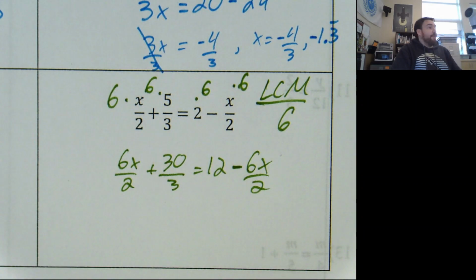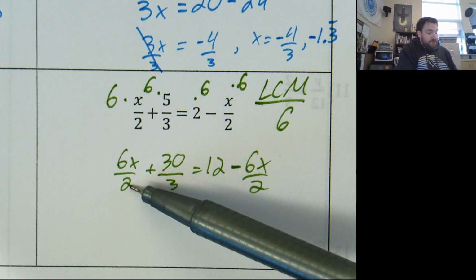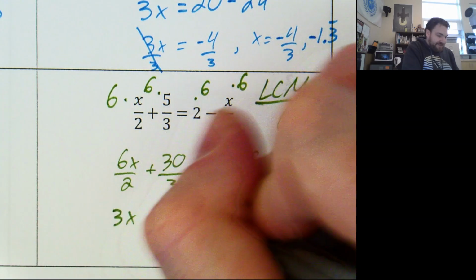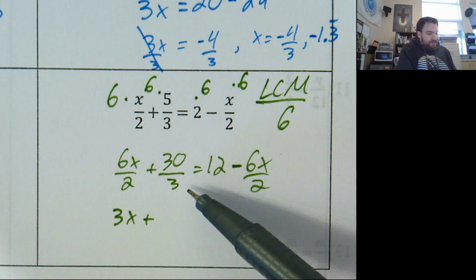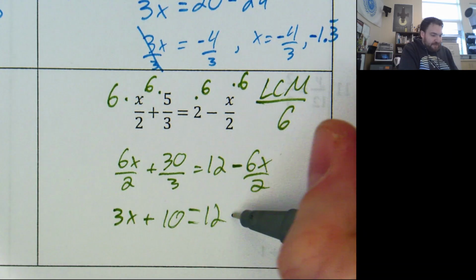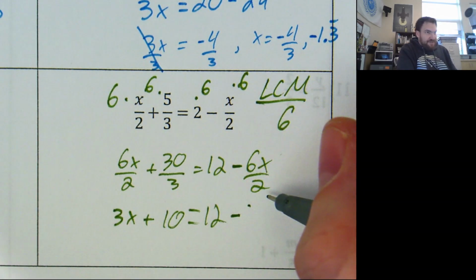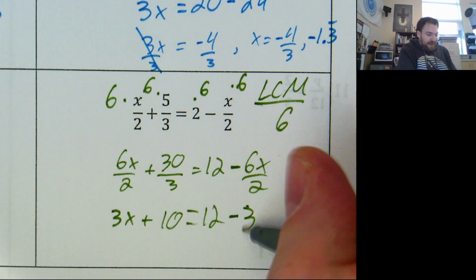Okay. So now I'm going to reduce those fractions. 6 divided by 2 is 3x. Plus 30 over 3 is? Equals 12 minus 6 over 2 is? 6 over 2 is? 3x.